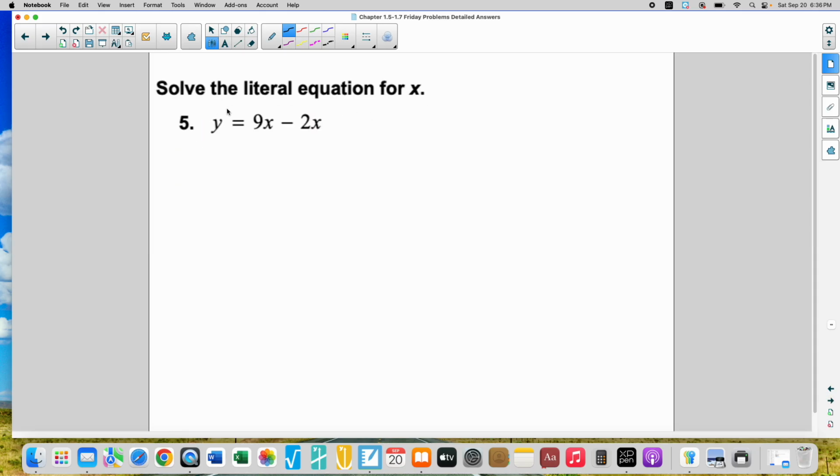Now, in these, pay attention, we have to be aware. Now we're solving for x. Okay, remember, simplify first. If we can simplify before isolating, simplify. These are like terms. You get y equals 7x. Now we're solving for x, so now we can divide by 7. You get y over 7 equals x.